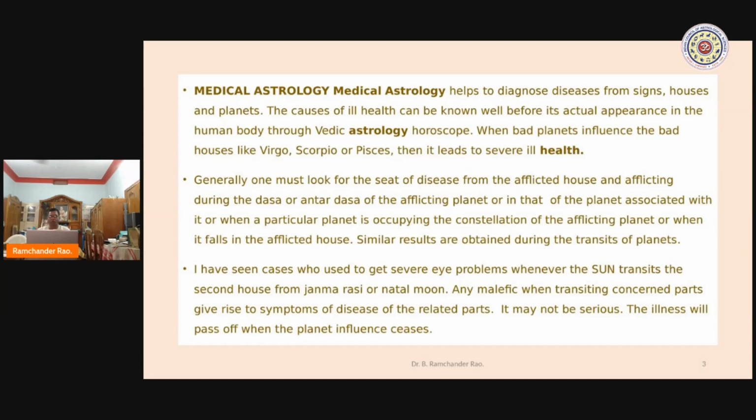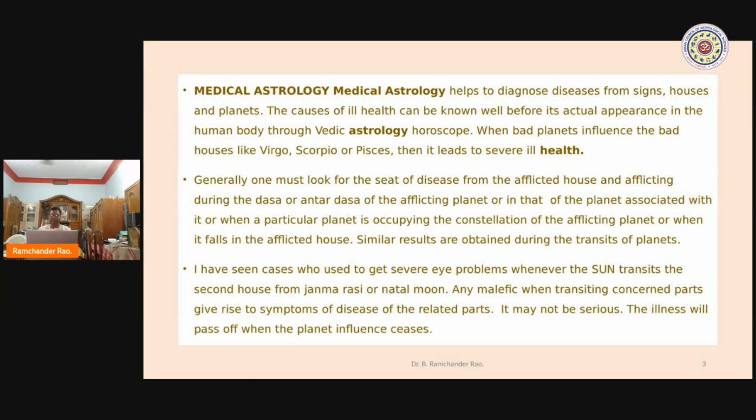In Vedic astrology horoscope, when bad planets influence the bad houses like Virgo, Scorpio and Pisces, then it leads to severe ill health. Generally, one must look at the seat of the disease from the afflicted houses and the afflicting planets, during the dasa or under dasa of the afflicting planet or in that of the planet associated with it, or when a particular planet is occupying the constellation of the planet afflicting, or when it falls in the afflicted house. Similar results are obtained during the transit.